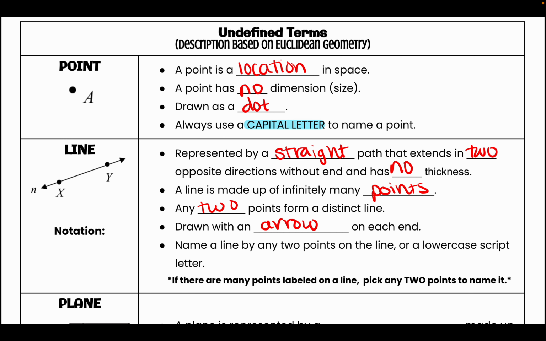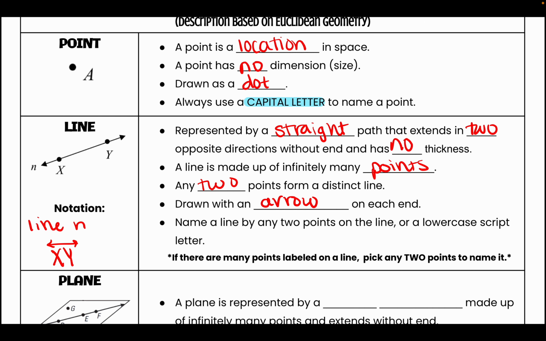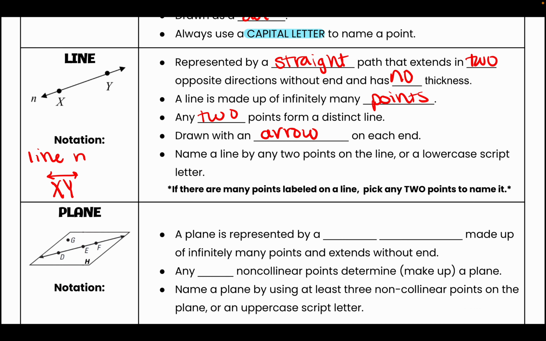And then we name a line by any 2 points on the line or a lowercase script letter. So for our notation, we could write it as line n. So this is that lowercase script letter. Or we can use this notation, so we use any 2 capital letters that represent the points on the line, and then we draw a little line on top. So the line notation matches what a line looks like. So just another thing to note, if there are many points labeled on the line, you only need 2 points to name it. So only 2 points.